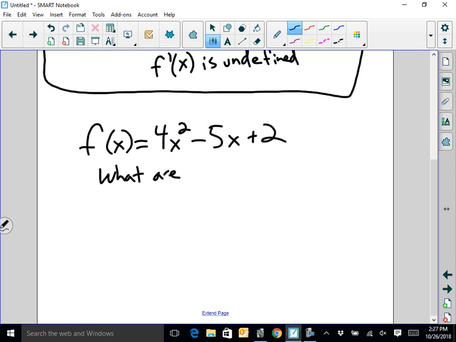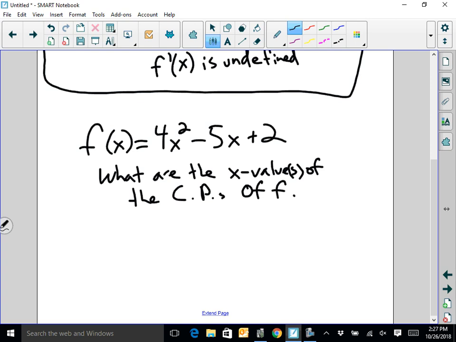I'm going to say, what are the x values of the critical points? I'll use CP a lot. Okay. So what I want to do here is I want to find the critical points of f. Well, critical points by definition is when f prime of x equals 0 or f prime of x is undefined. So they both relate to f prime of x, so I need to first get to f prime of x. So first, go ahead and find f prime of x. It's a very simple power rule. We got 8x minus 5.